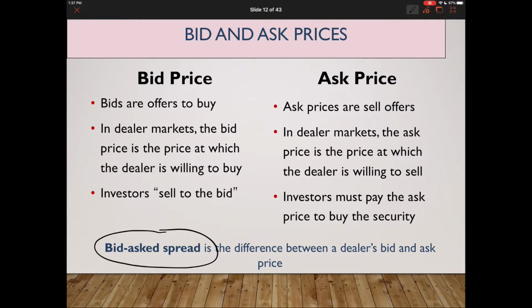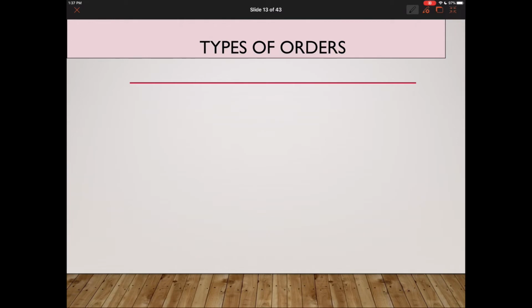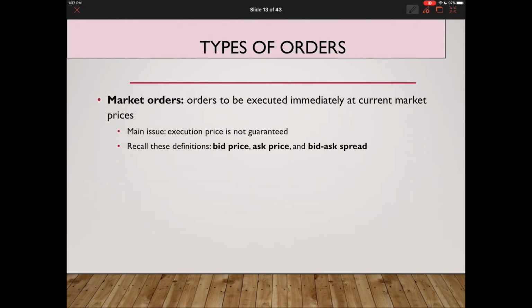So continuing on now with types of orders, the first type of order is what is called a market order. A market order is an order that is to be executed immediately, at whatever the current market price is, so your bid and your ask prices. The main issue is that your execution price is not guaranteed.